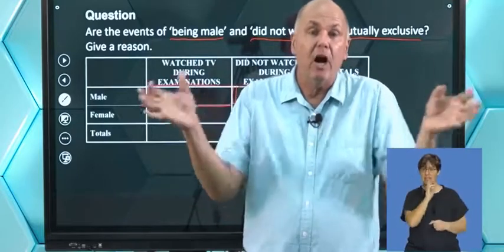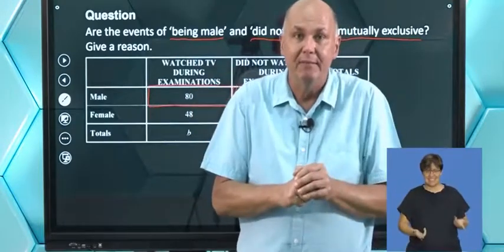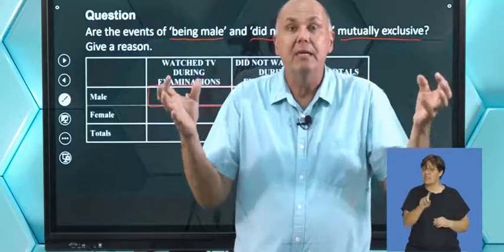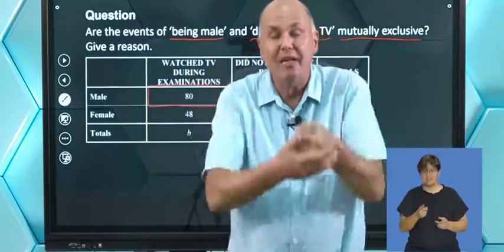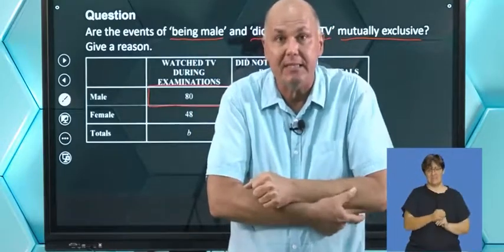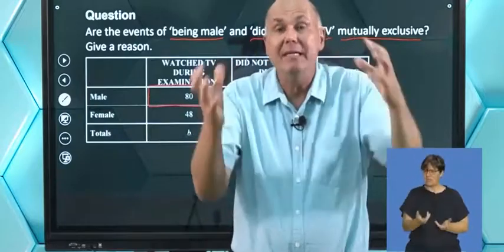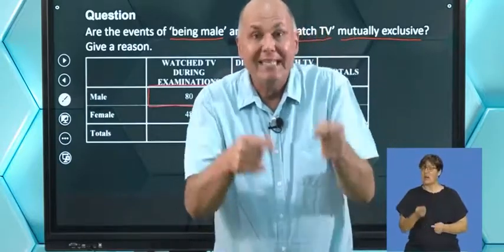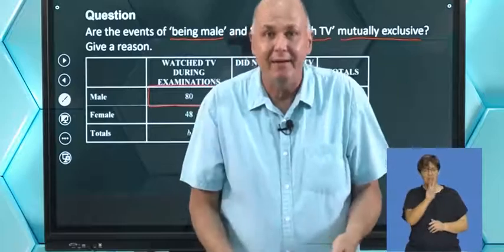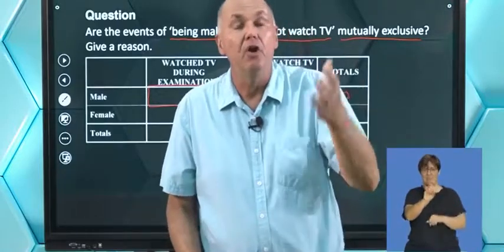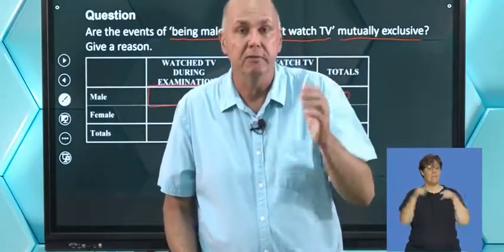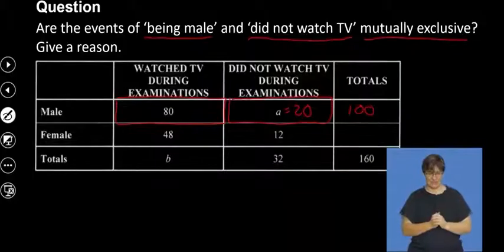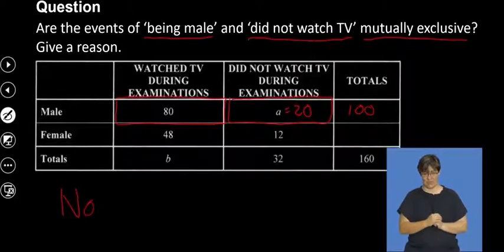Well, they can't happen at the same time. That means they've got to be empty. The intersection between them has to be empty. There have to be 0 in them. But here we see there are 20 in them. So these are not mutually exclusive events. So the answer is, are they mutually exclusive? And the answer is no.